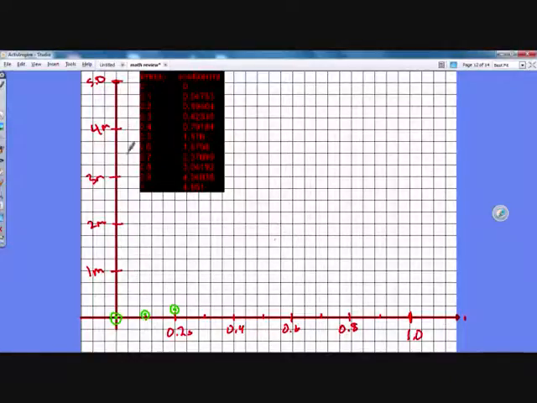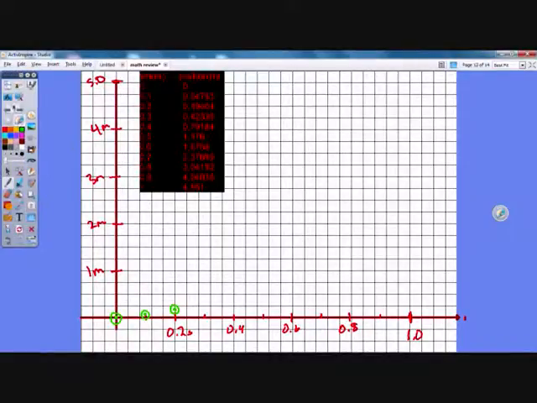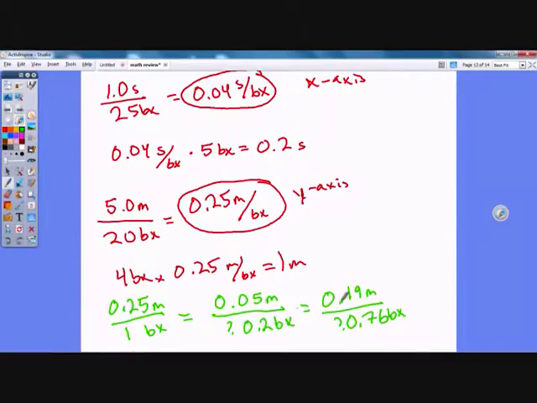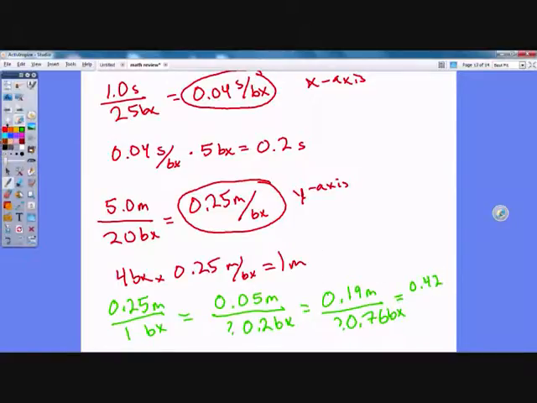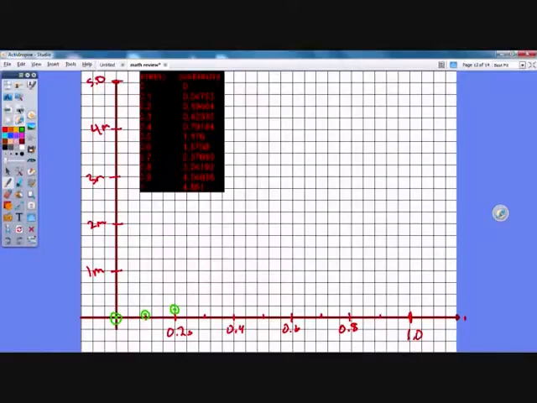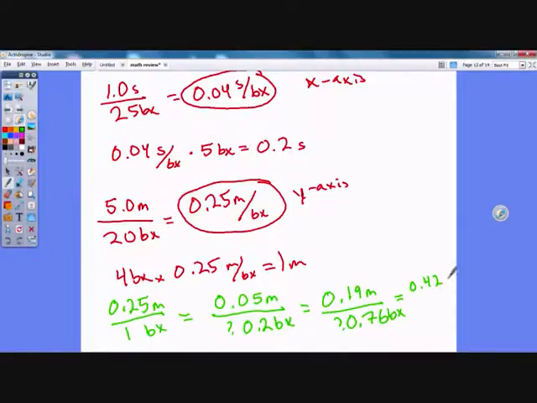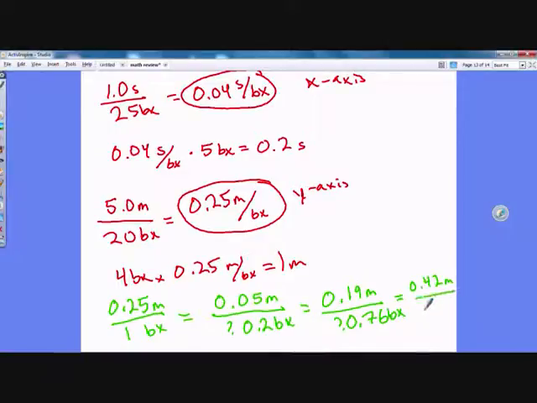Moving on. 0.3, 0.42. We're again looking at the y-axis. The same ratio holds for every single point. 0.42 meters is how many boxes? It's the same ratio all the way across.